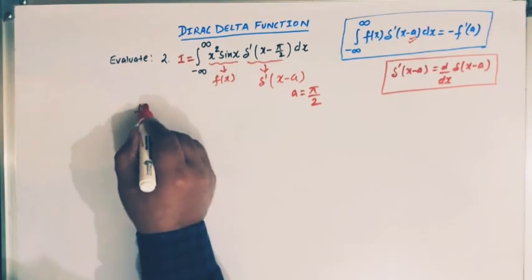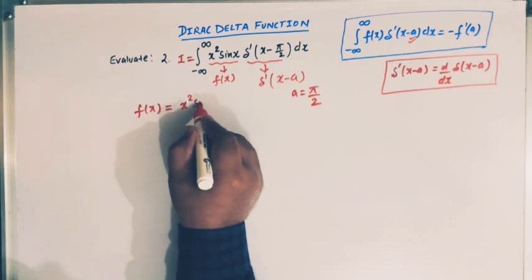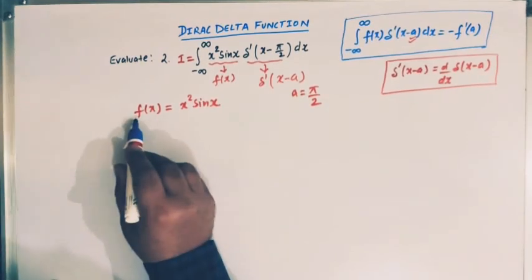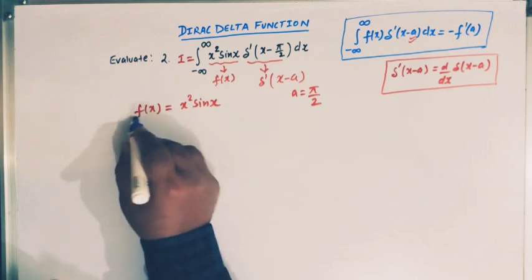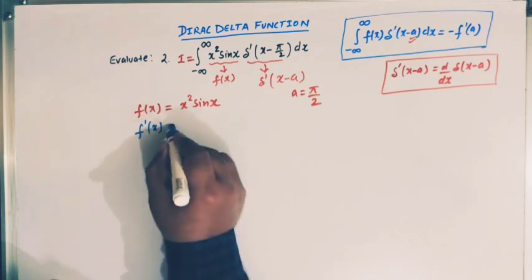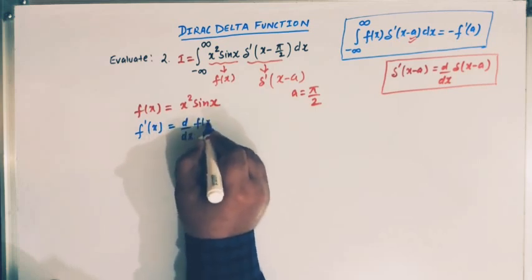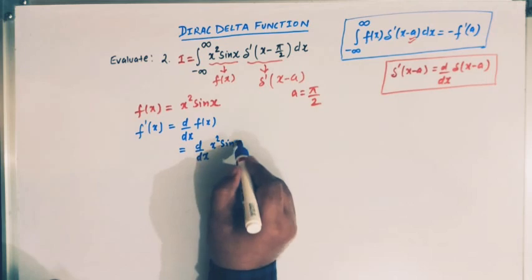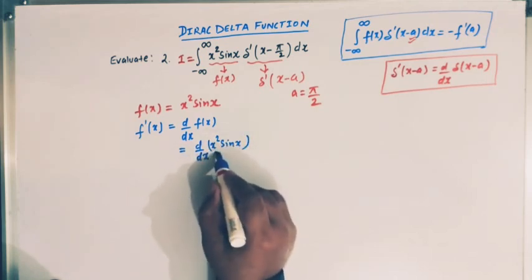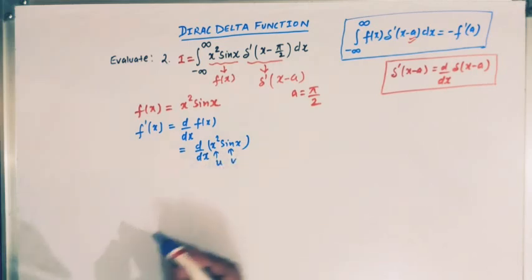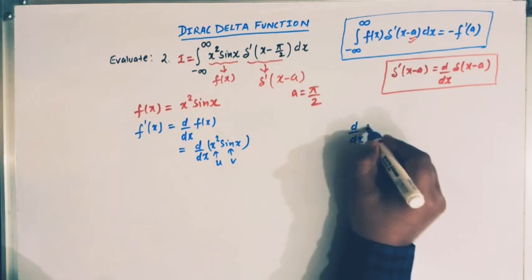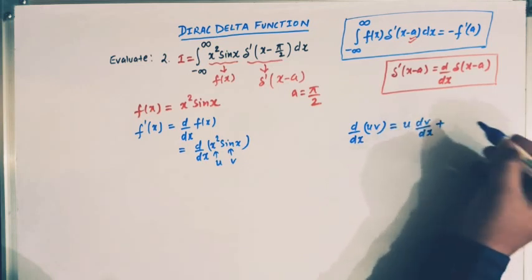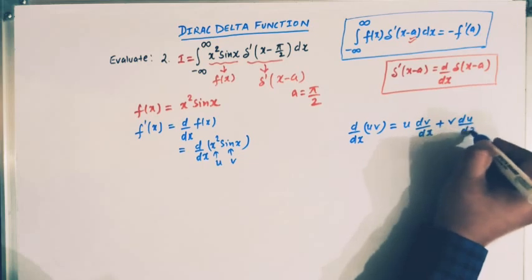So now we have f of x is x square sine x, right? Okay, so now let us find the derivative of this function f of x. So the derivative of f of x is f prime of x, which is d over dx of f of x, and d over dx of f of x is x square sine x. And here we see that we have the product of two functions u and v, right? So here we'll make use of the product rule, and the product rule says that first function times derivative of second function plus second function times derivative of first function, right?